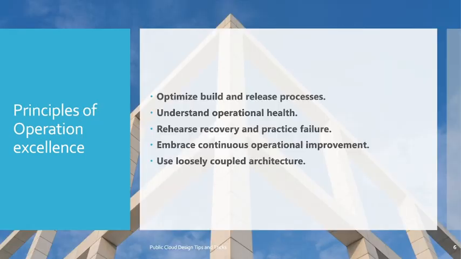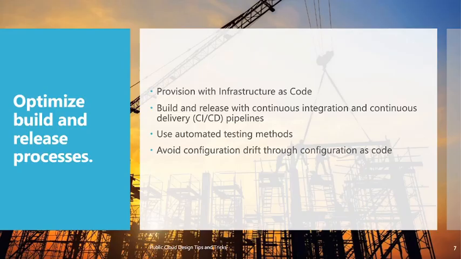Now let's try to understand various principles of operational excellence. The first one is optimize build and release process. So what is optimize build and release process? It is the capability where you optimize your deployment in an efficient way with the help of infrastructure as code. If you look into the Azure world, then Azure has ARM templates, Bicep modules and also Terraform supporting to deploy your infrastructure as code in Azure.